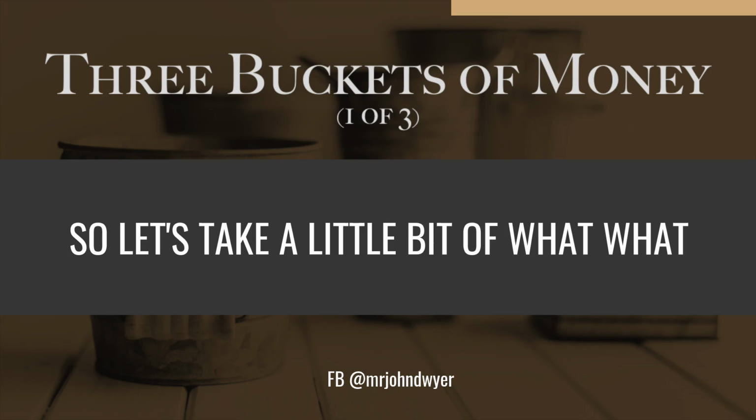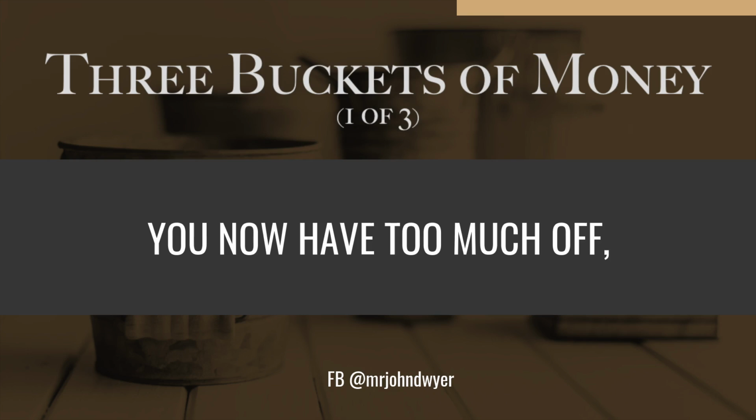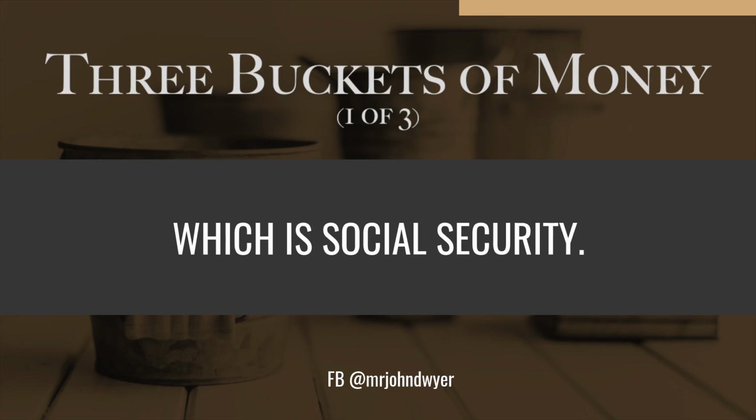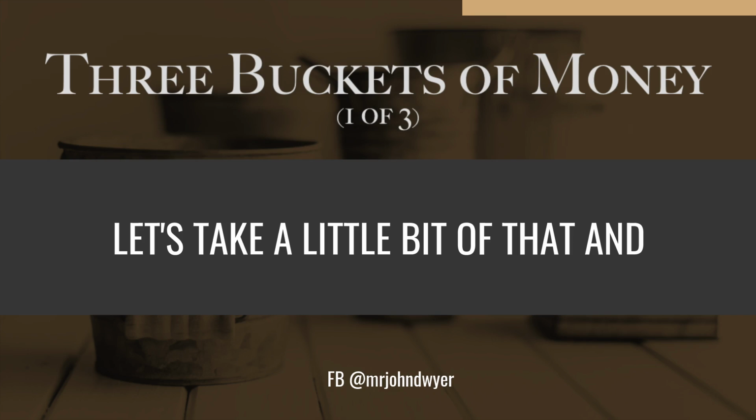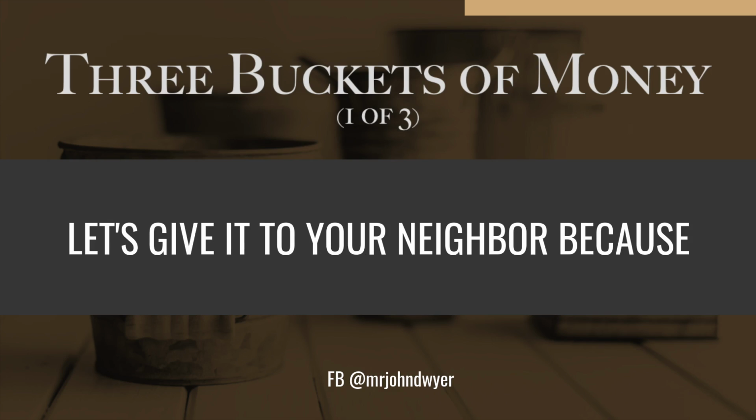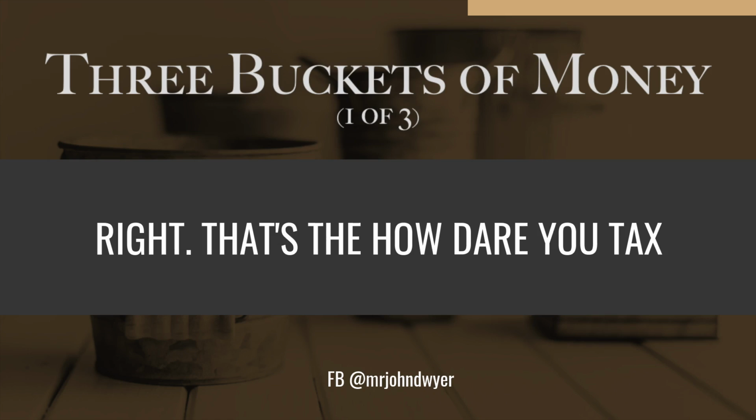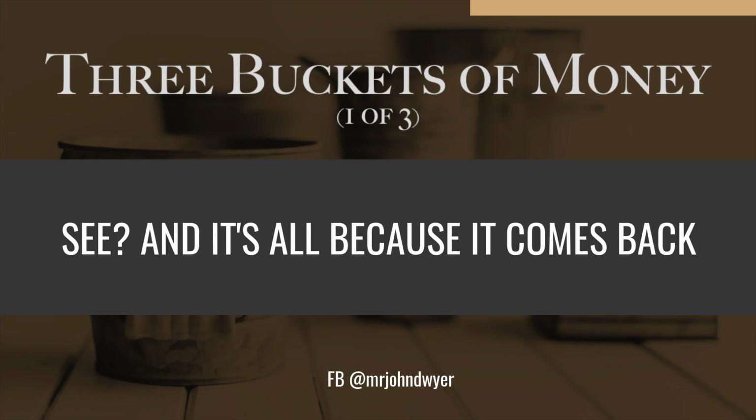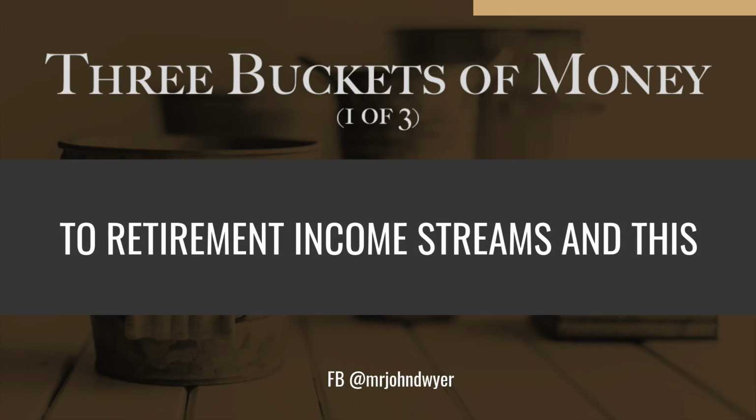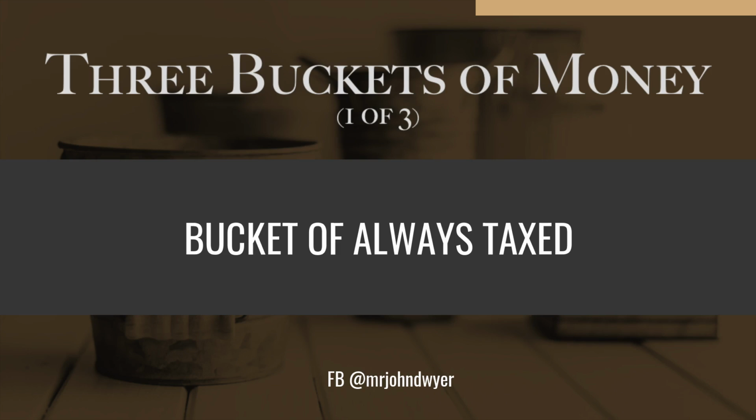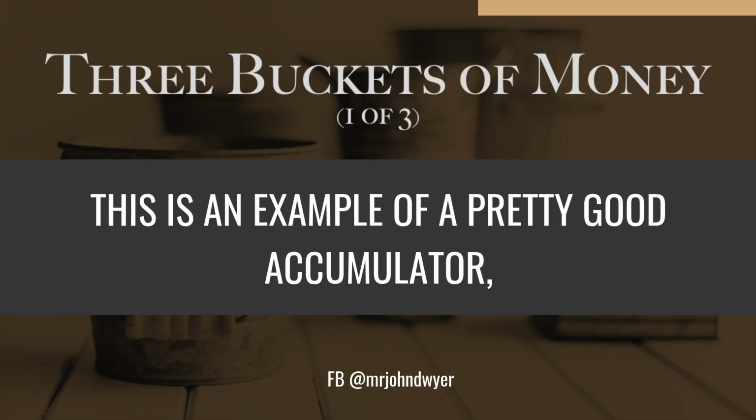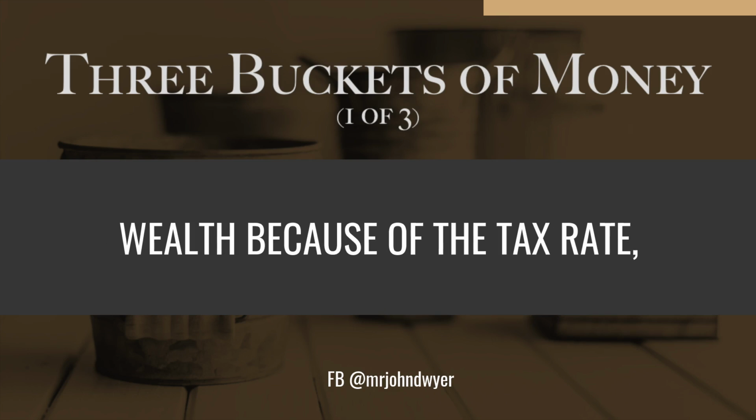Right. So let's take a little bit of what you now have too much of, which is Social Security. Let's take a little bit of that and let's give it to your neighbor, because otherwise we can't afford to do it. Right. That's the how dare you tax. See, and it's all because it comes back to retirement income streams. Yeah. And this bucket of always tax, see, this is an example of a pretty good accumulator, but a terrible distributor of your wealth.